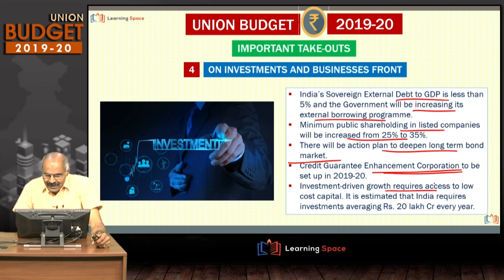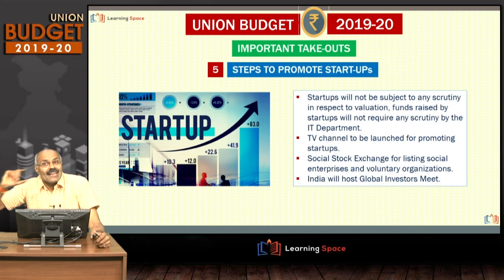Then investment-driven growth requires access to low cost capital, because this is essential. India plans to mobilize 100 lakh crores of investments during the next 5 years. That means India has to mobilize rupees 20 lakh crore every year, right? And for that you require mobilization at lesser cost, lesser interest rate, that is known as lesser cost of capital, right?